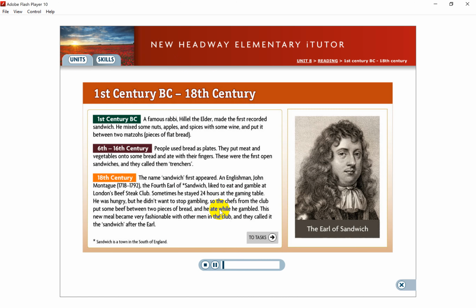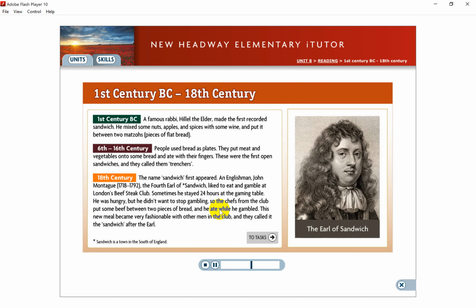1st century BC to the 18th century. 1st century BC. A famous rabbi, Hillel the Elder, made the first recorded sandwich. He mixed some nuts, apples and spices with some wine and put it between two matzos, pieces of flat bread. The 6th to the 16th century. People used bread as plates. They put meat and vegetables onto some bread and ate with their fingers. These were the first open sandwiches, and they called them trenchers.